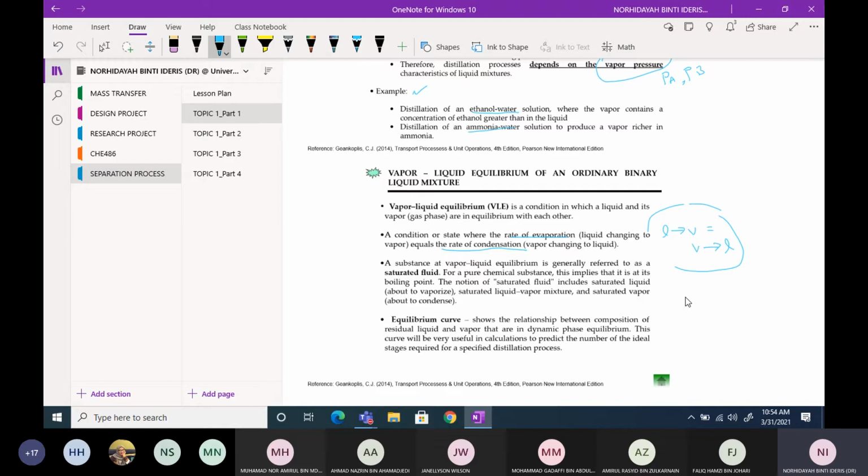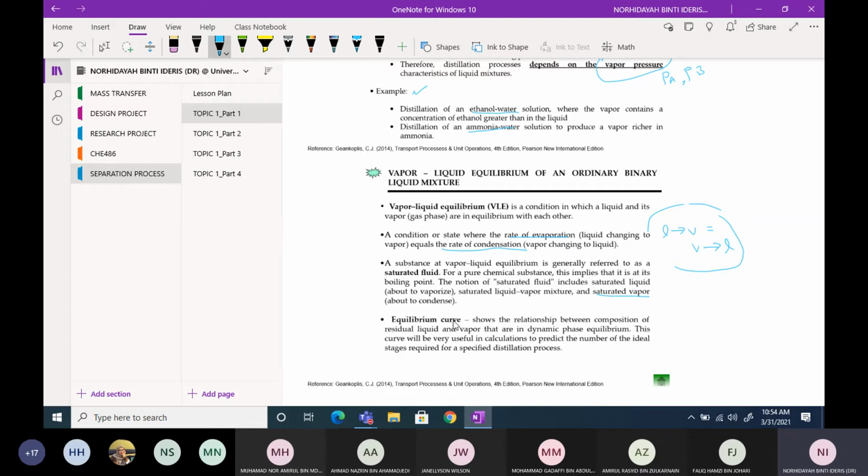Okay, so faham the definition of saturated fluid. You have saturated fluid and you have saturated vapor. Saturated fluid is about to vaporize. Maksudnya, a condition when you just add a bit more heat and then the liquid will start to vaporize. That's the saturated fluid. So saturated vapor maksudnya you just remove heat from that system and then the vapor starts to condense. Okay, that's the term of saturated liquid and saturated vapor.